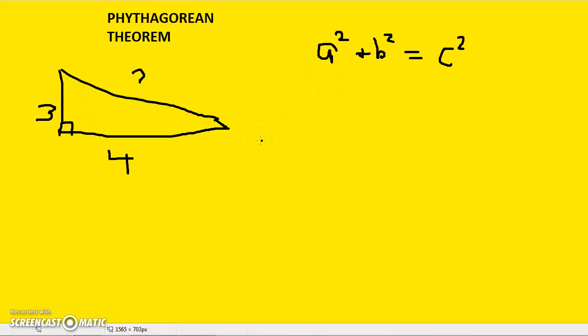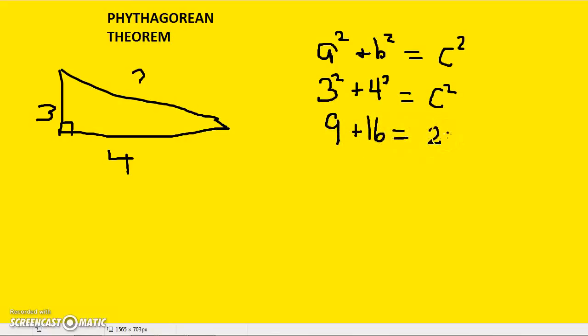So let's find out what this side's equal to. So we'll plug in 3 squared plus 4 squared equals c squared. Well, I know this is equal to 9, and I know this is equal to 16. So what does that give me? 25. And that's our answer, right?